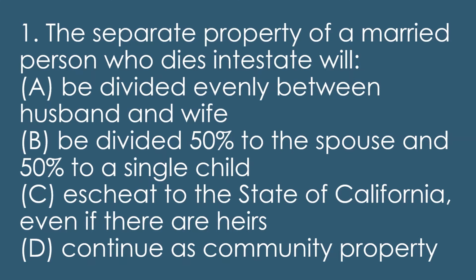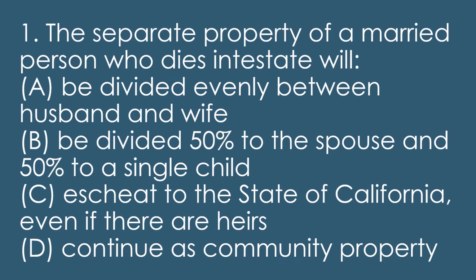So then we're going to be between A and B. Be divided evenly between husband and wife. Well, it wasn't community property, and it wouldn't be divided evenly anyways between the husband and wife because one of them had passed away. Well, the best answer then, without even knowing too much, would be divided 50% to the spouse and 50% to a single child.